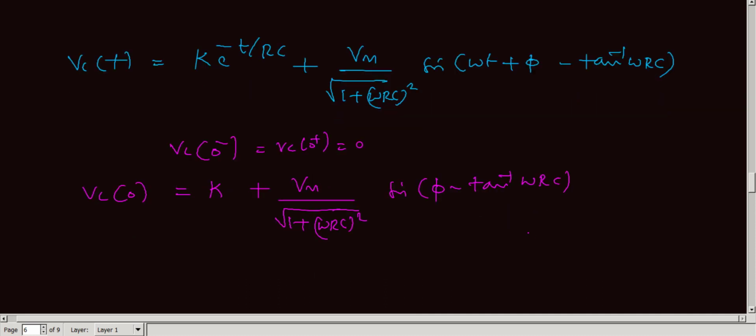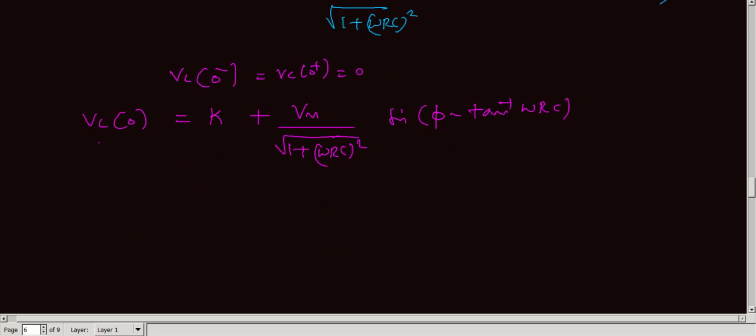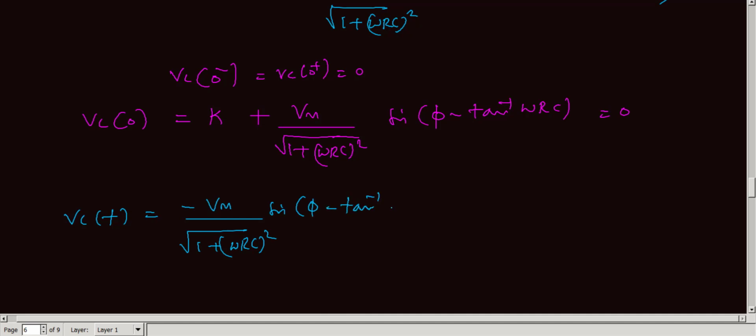So finally, what is the k value? I substitute there. So Vc of 0 equal to 0. So k equal to minus Vm by root of 1 plus omega RC whole square sine of phi minus tan inverse omega RC, it will come into picture. So Vc of t equal to minus Vm by root of 1 plus omega RC whole square sine of phi minus tan inverse omega RC into e power minus t by RC plus Vm by root of 1 plus omega RC whole square sine of omega t plus phi minus tan inverse omega RC.